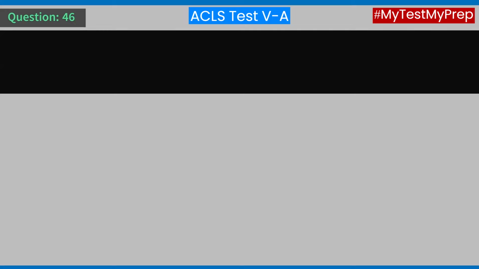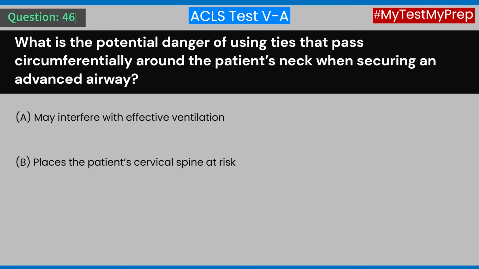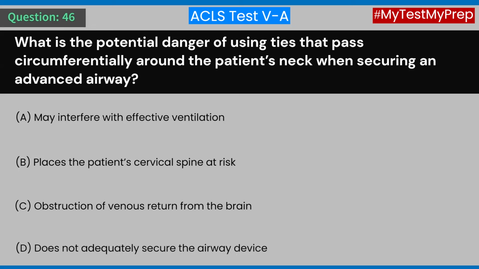Question 46. What is the potential danger of using ties that pass circumferentially around the patient's neck when securing an advanced airway? A. May interfere with effective ventilation. B. Places the patient's cervical spine at risk. C. Obstruction of venous return from the brain. D. Does not adequately secure the airway device. Answer: C. Obstruction of venous return from the brain.